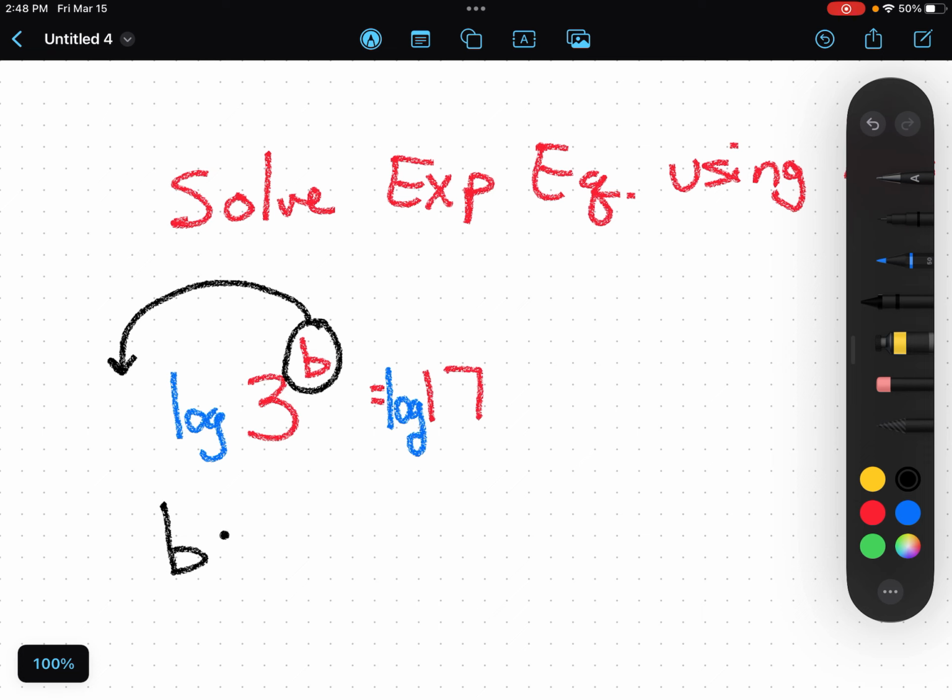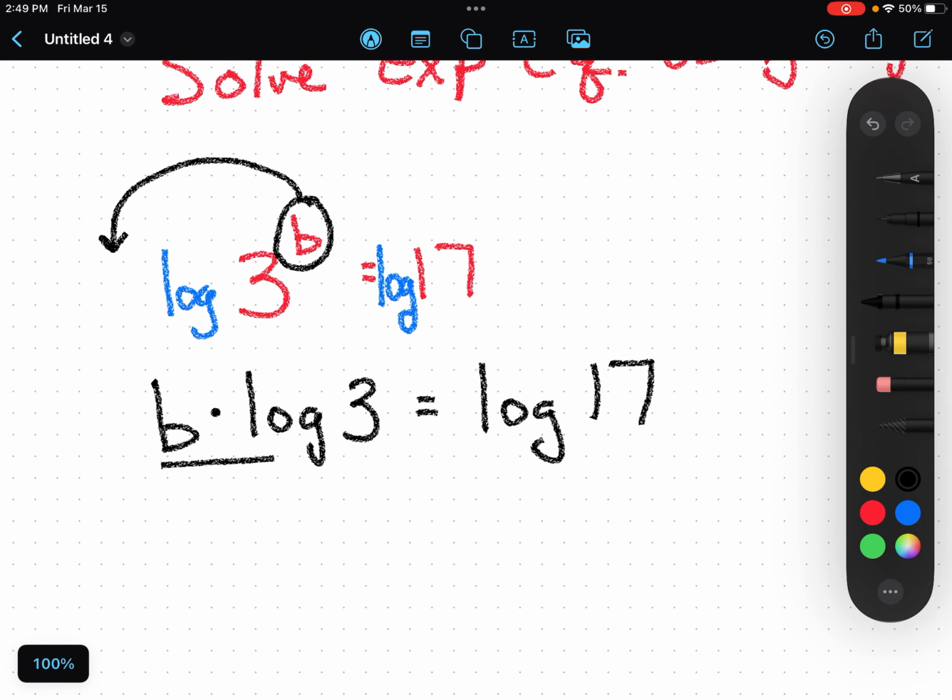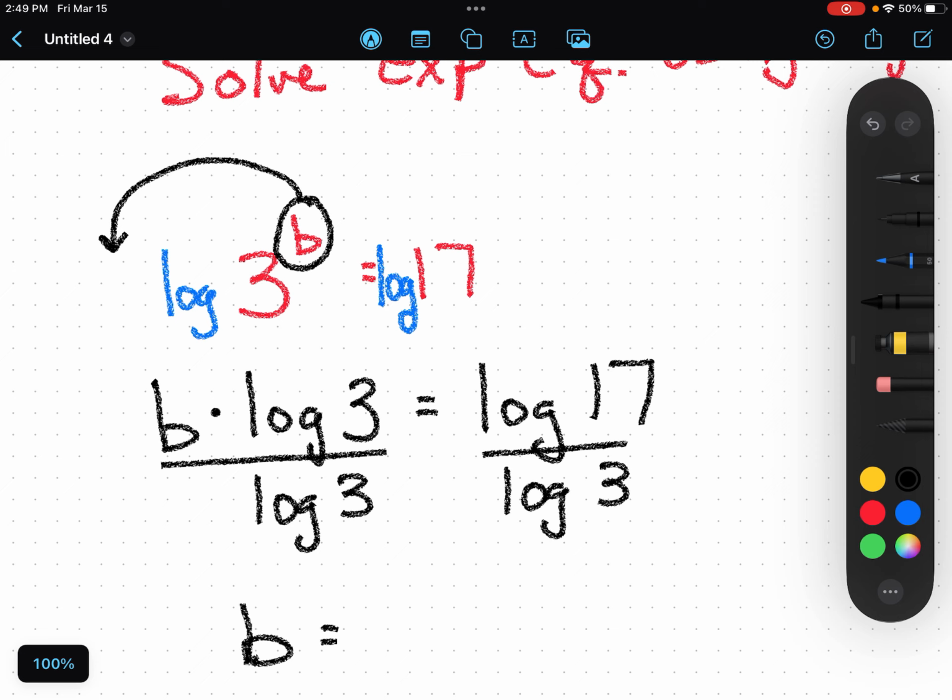So I end up with b times the log of 3 equals the log of 17. Now to solve for b, in this case then, you would divide by the log of 3. And then using your calculator, you type in the log of 17 divided by the log of 3, and you end up with 2.5789.